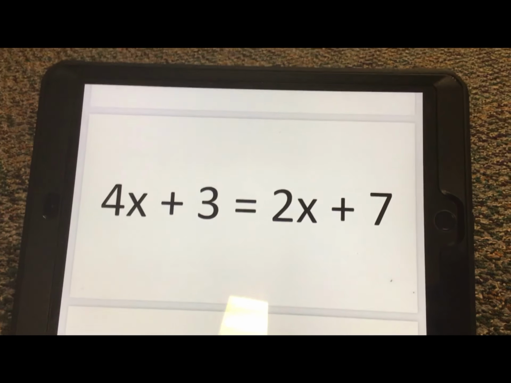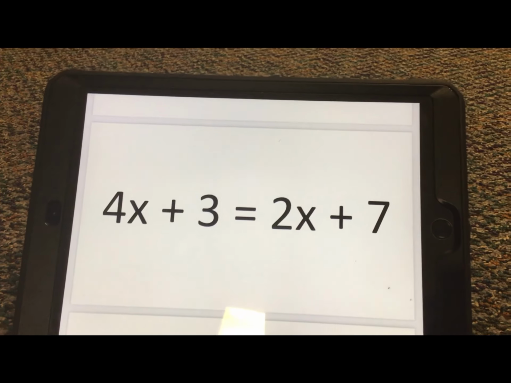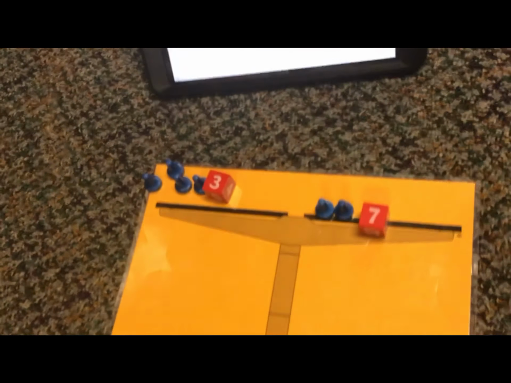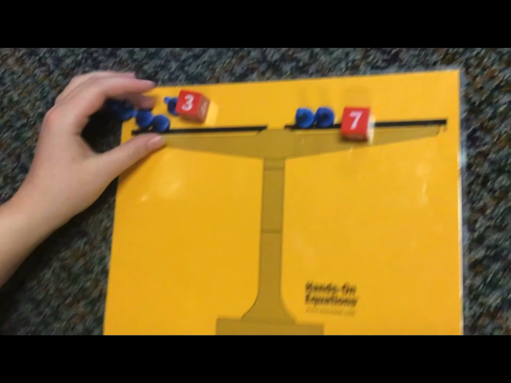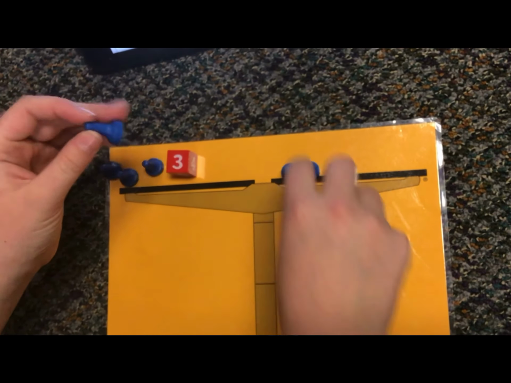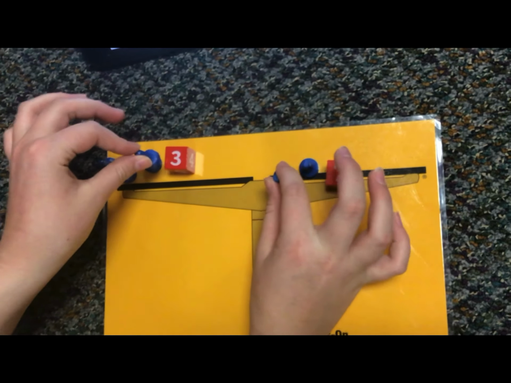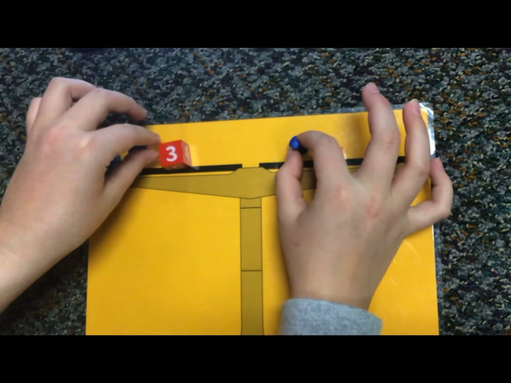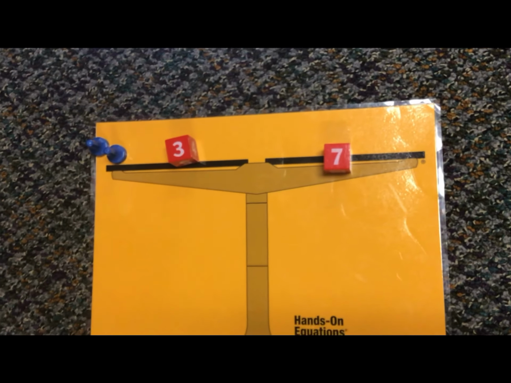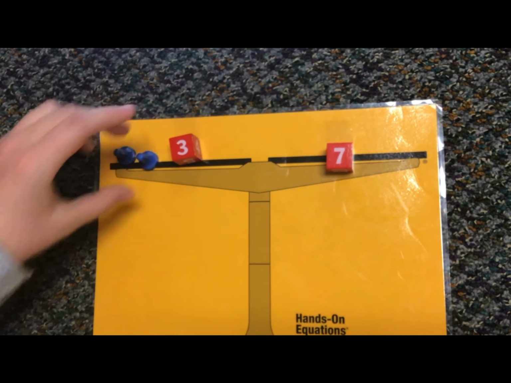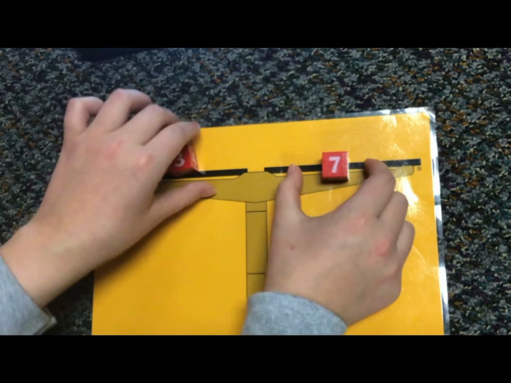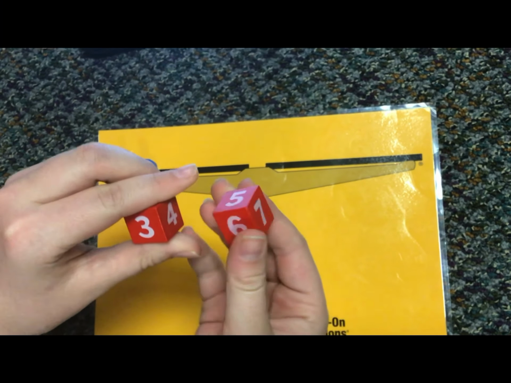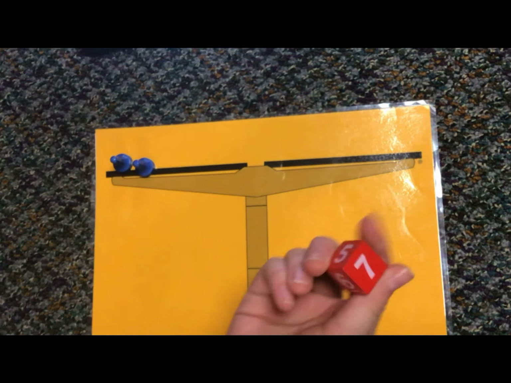First problem here is 4x plus positive 3 equals 2x plus positive 7. The first thing I'm going to do is take away a blue from each side. And since I'm taking the same thing away from both sides, it doesn't upset the scale. So I'm going to do that again. And then I want to get rid of the 3, but since they're both positive numbers, I can just go like this. And 7 minus 3 equals 4.